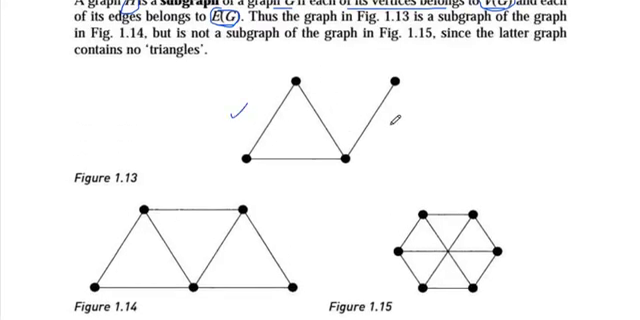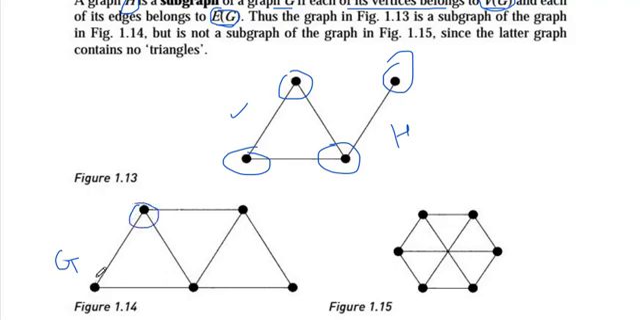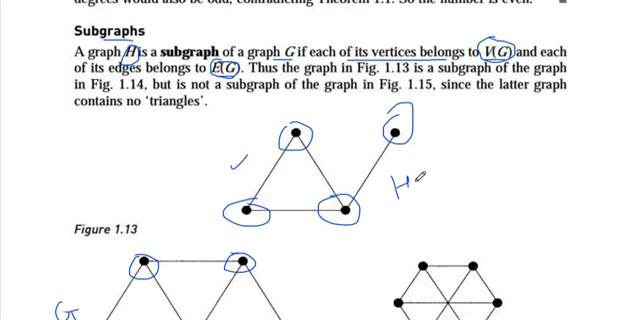This is an H graph, and this is the G graph. Here the vertices, they have 4 vertices. You can correlate them, just like this, and they have the same number of edges. So this is called H is a subgraph of G. You have to count the number of vertices and the number of edges.